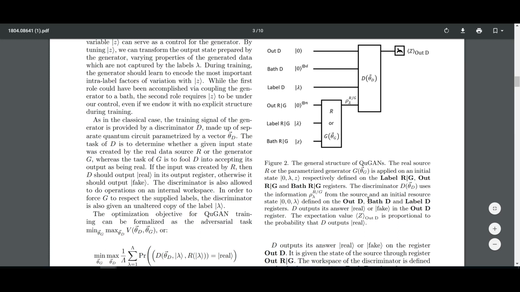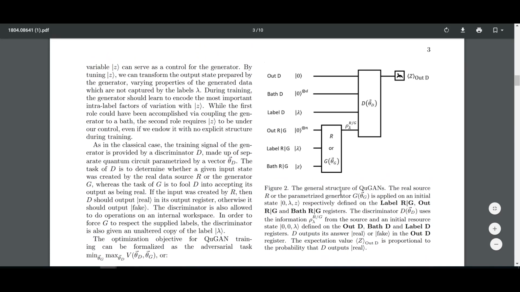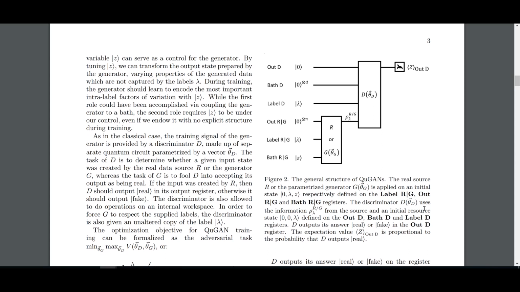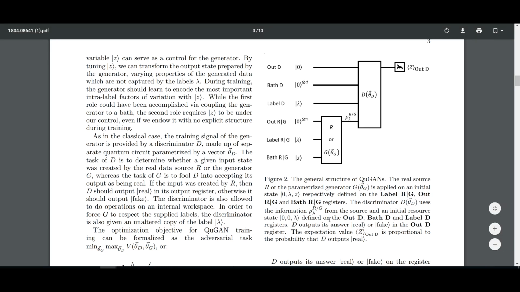What is that? Define the out D, path D, and label D. I don't know, but I guess that's the label thing. The discriminator D uses the information in the density matrix from the source and initial resource state. Okay, 0, 0, lambda. So that's kind of like an initial state, because that's the same label.